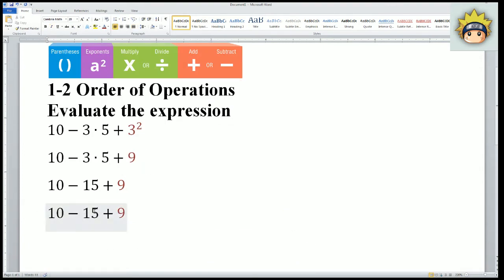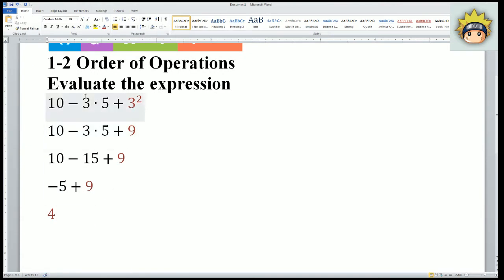10 minus 15 is minus 5. Then after minus 5, negative 5 plus 9, right? You have $9 plus you owe someone $5, right? 9 subtract 5 is what value here? It should get you the value 4. So this is the final answer for number 4.